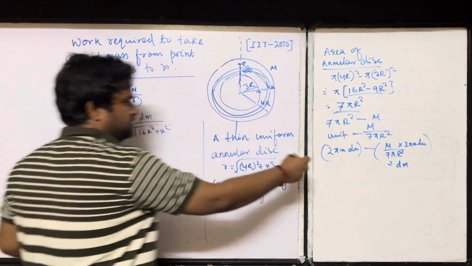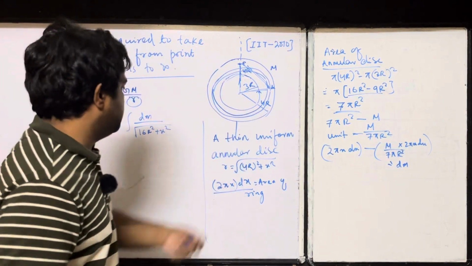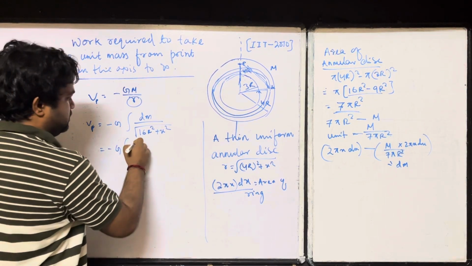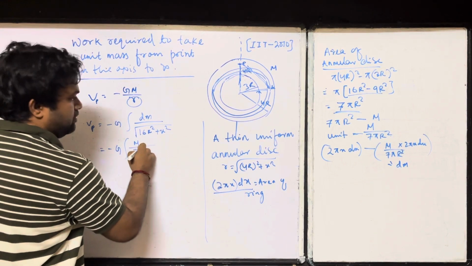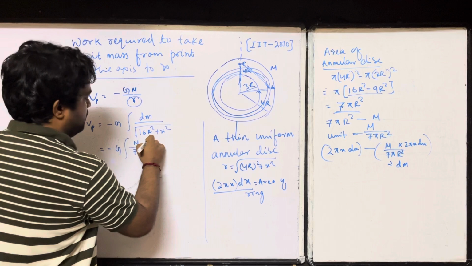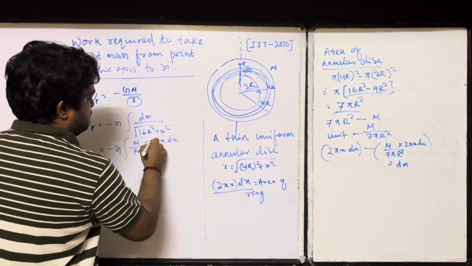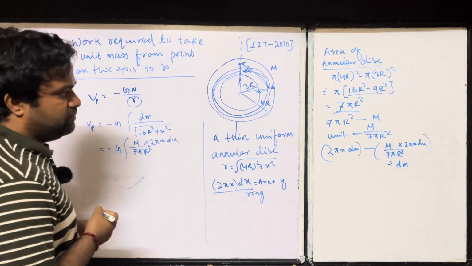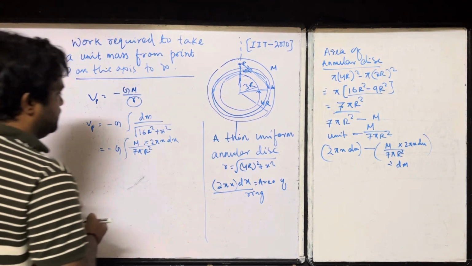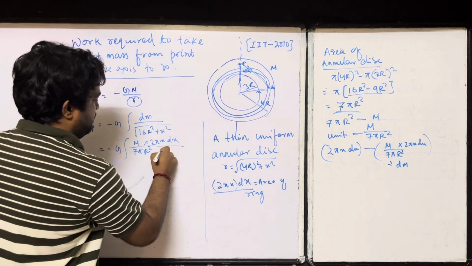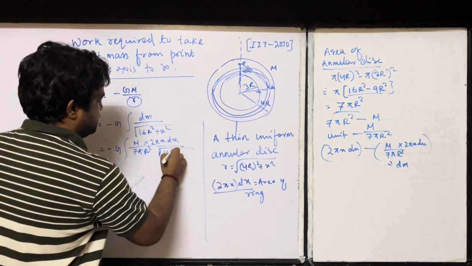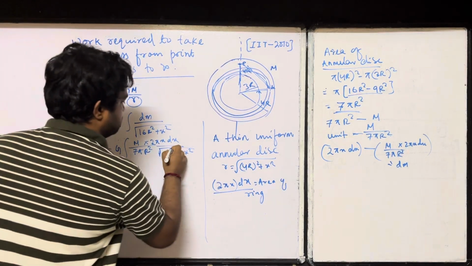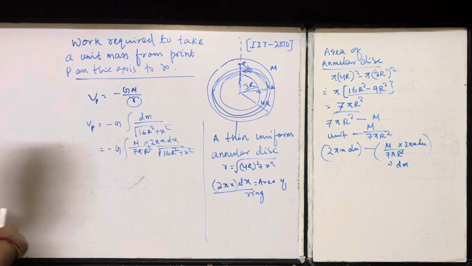Now dm will replace, this is your dm value, the mass of this ring. So we will replace it, we will get minus G, your dm is capital M by 7 pi r square, 2 pi x dx, and this is your dm, divided by under root 16 r square plus x square.